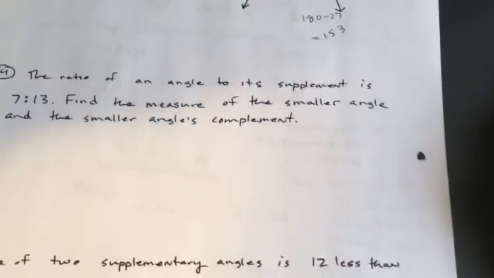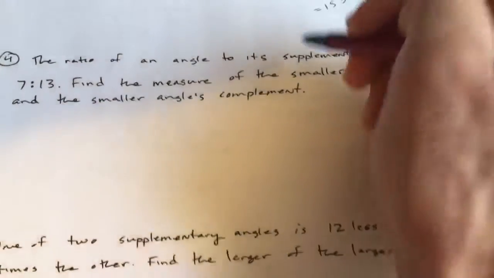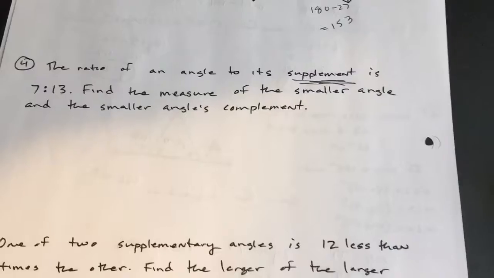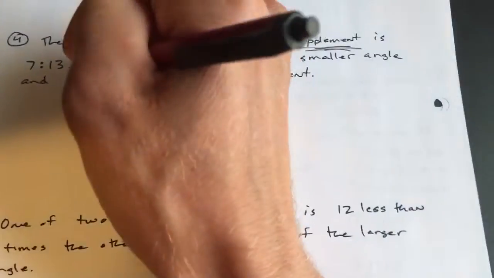Guys, we got a ratio problem. The ratio of an angle to its supplement, keyword supplement, sum to 180, is 7 to 13. Anytime we have a ratio problem, we always attach those x's. Got too many x's in your life?